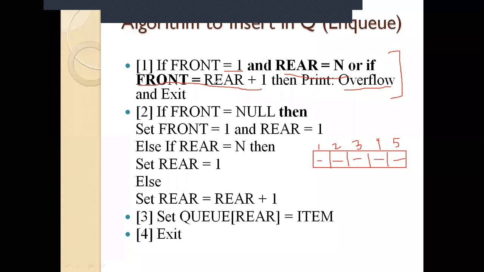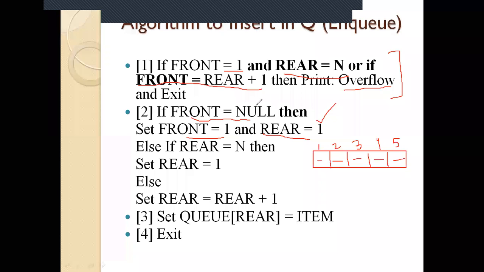Okay. Suppose this condition is false, that means this is also false, so you have some space in the array. In that case, first you check whether it is the first element you are inserting into the queue, that is, before insertion, is your queue empty? If your queue is empty, front is null, or you can also say rear is null. If front is null, then you set front equal to 1 and rear equal to 1. This is the special condition that you need to check.